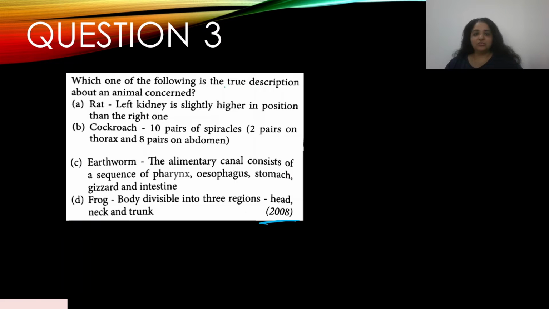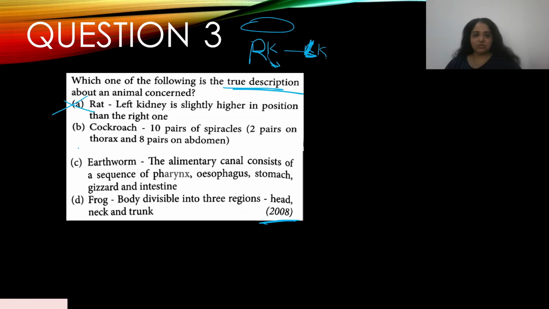We have to find the true description. In the first option, rat, left kidney slightly higher in position than the right one, that's not really true. If you have the left kidney and the right kidney, the liver is present on the right hand side. So in position, the right kidney is lower than the left kidney. The left kidney is not slightly higher in position than the right one.